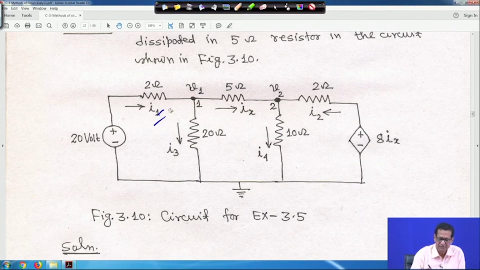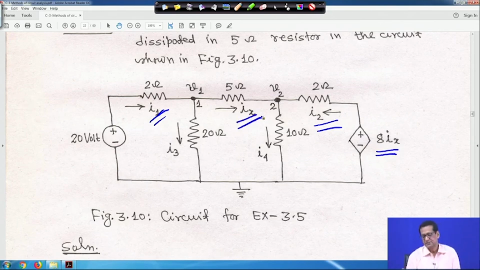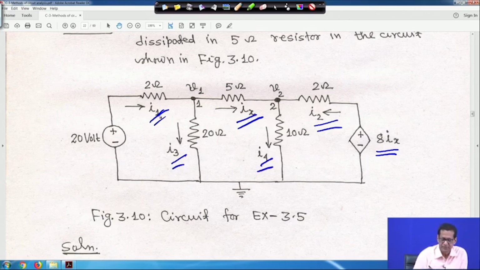This is your I1, and this is your I2. Actually it is a dependent voltage source, it is given as 8 Ix, and this is actually Ix. This is the dependent voltage source, so it is 8 Ix, and this current is I3 and this current is I4. So before proceeding further, how to obtain I1 here?